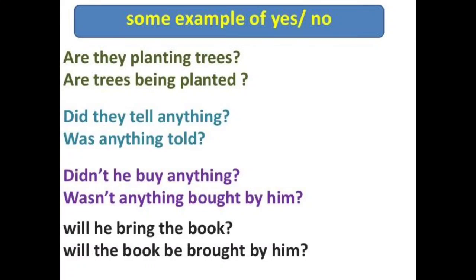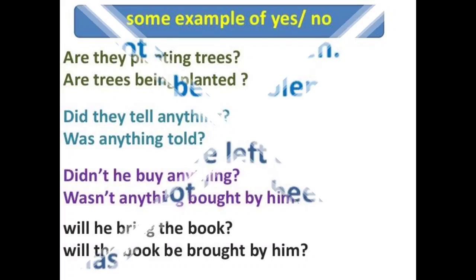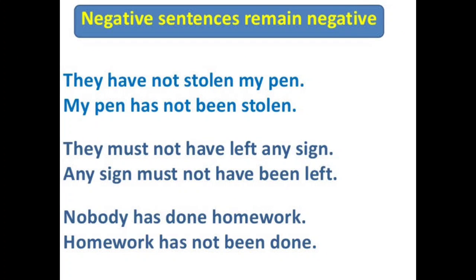Then look at the next sentence. "Will he bring the book?" In passive, "Will the book be brought by him?" So this is the changeover of yes or no questions, interrogative sentences and imperative sentences from active to passive, children. If it is negative, then in passive it will also remain negative.